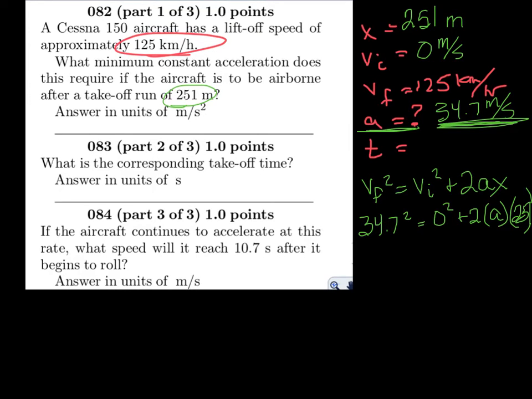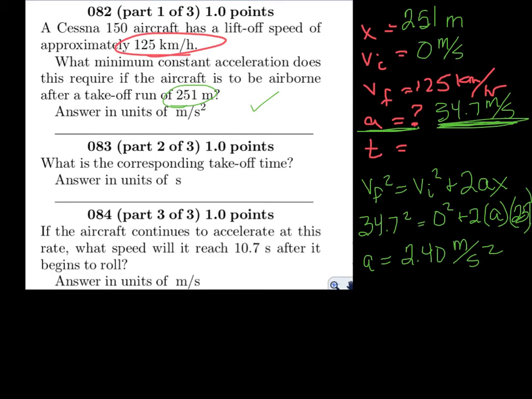Okay, so let's do that math. And then pause the video, do the math, and let's check our answer. You should have an acceleration of 2.40 meters per second squared. Good? So check. We're done with that first one. Let's look at the second one.